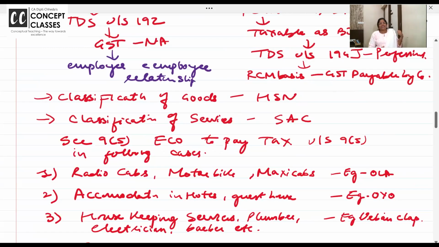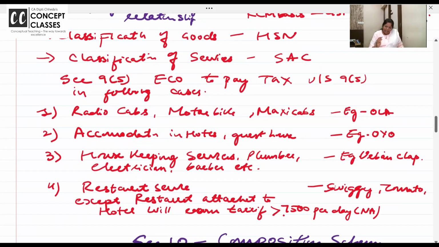Classification of goods is HSN code 4-digit, 6-digit. Classification services, service accounting code. And this one I feel is very important for all the 2024 exam.